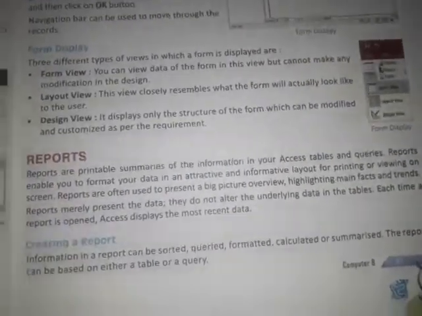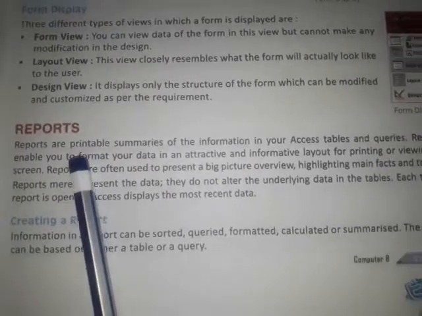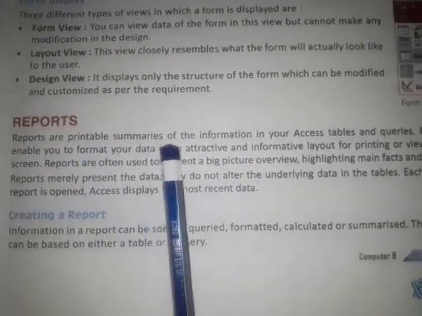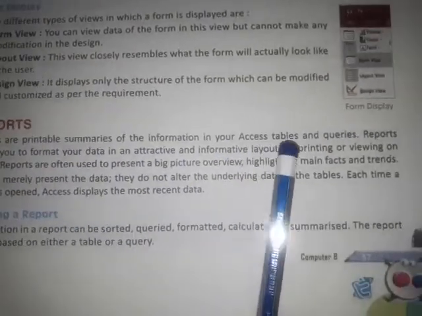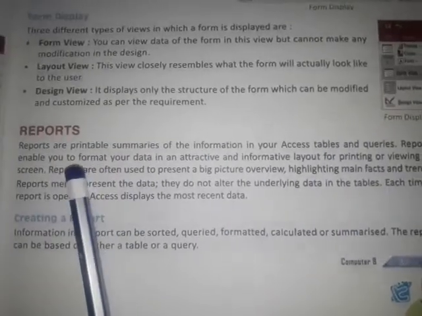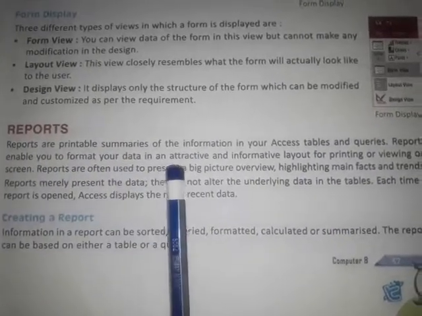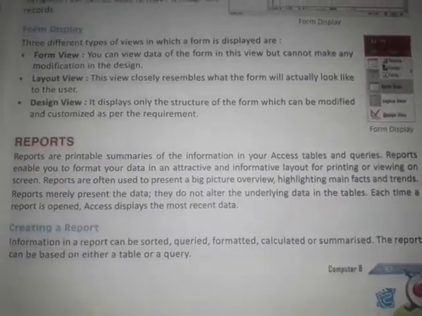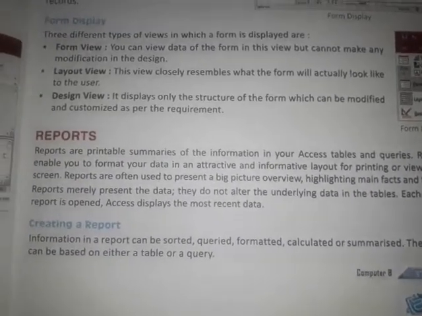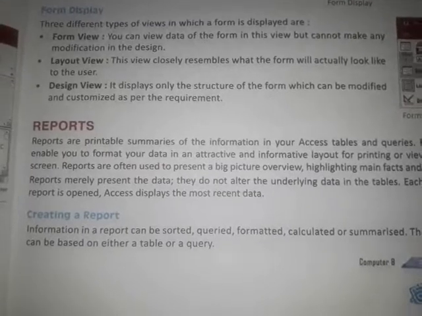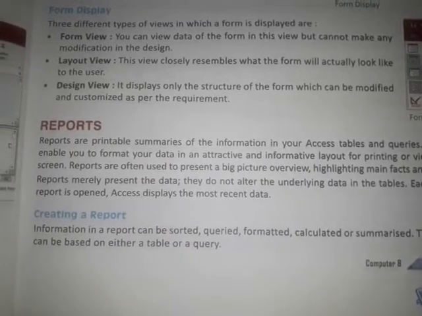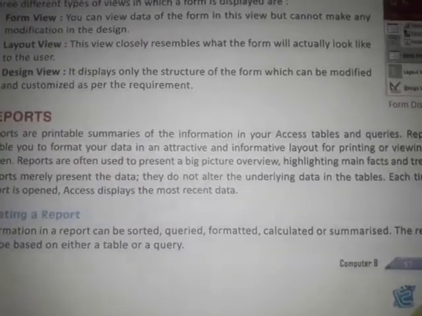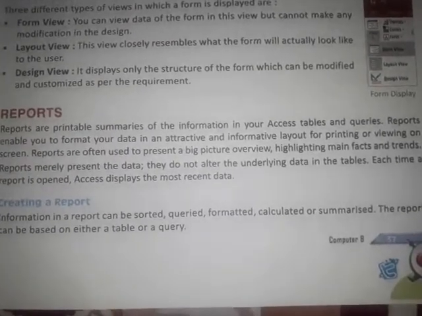Now our another tool of MS Access is reports. Reports are printable summaries of the information in your Access table and queries. Reports enable you to format your data in an attractive and informative layout for printing or viewing on screen. So report is a tool of MS Access in which you can generate outputs by making hard copies. Hard copies means you can take printouts of your various values of the forms of the table.